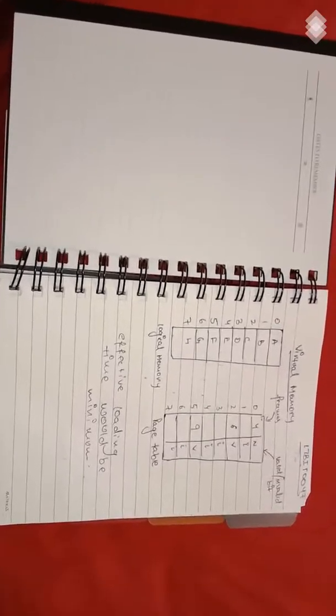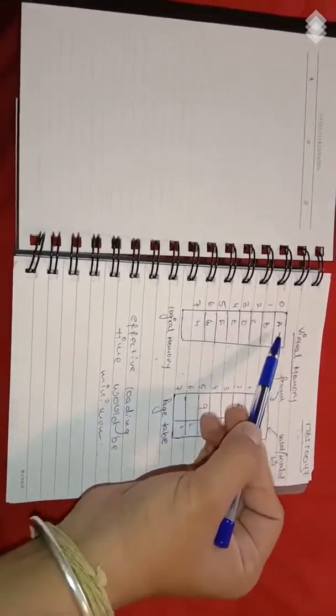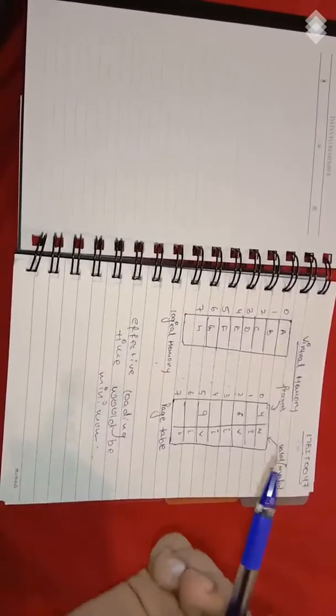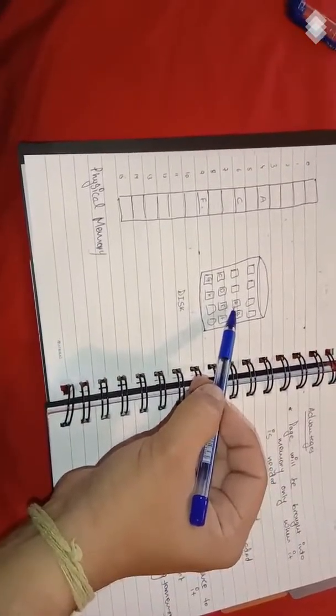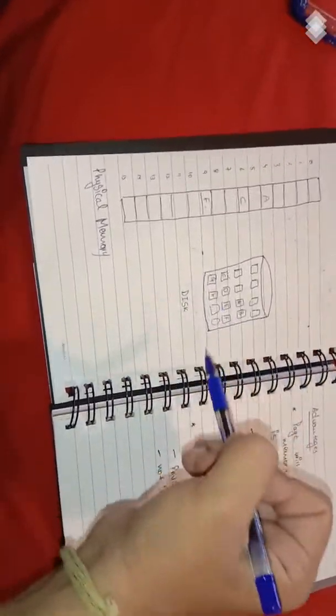Here in this logical memory we have one full program. We have 8 pages, 0 to 7, named A to H. Now the 8 pages are residing on a disk. As you see here, we have a disk, and these are the 8 pages: A, B, C, D, E, F, G, H. So they are all present on the disk.